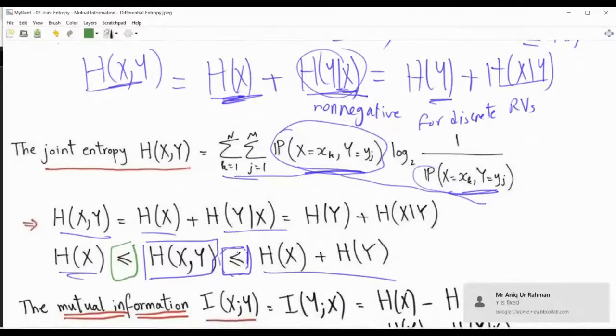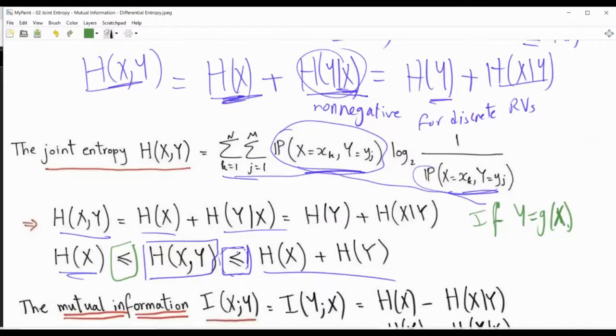Y is fixed. Yes, generally, if Y is a one-to-one function, a bijective function, of X. Suppose Y is equal to g of X. Actually, it just needs to be a function, a known function, which means that once you know X, you can compute Y, and so the uncertainty about Y will be equal to 0. So H(g(X) given X) is equal to 0.